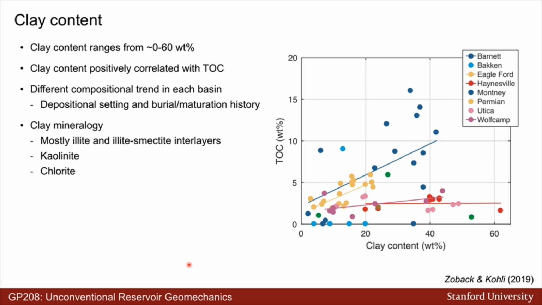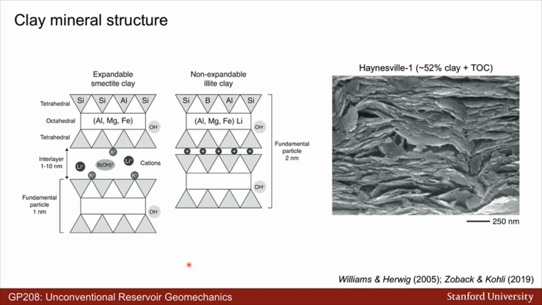The clay mineralogy that we're talking about, the types of clays, are mostly illite and illite smectite interlayers. There's sometimes small amounts of kaolinite and chlorite, but for the most part, we're talking about illite and illite smectite interlayers. Now, if we look at what these different clays actually are, on the left is a representation of the atomic structure of smectite and illite clay. And one thing that you can see right away is both of the clays are composed of alternating tetrahedral, octahedral, and tetrahedral layers. And each of these layers is part of the fundamental unit of a single clay grain.